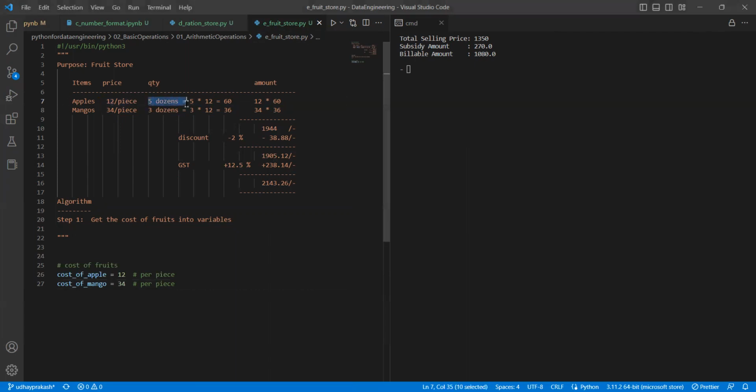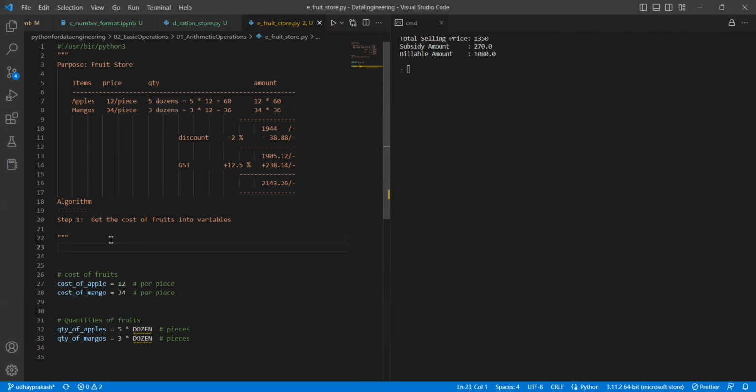The next thing we need to get is the quantity, right? Quantity means 5 dozens they mention. So if I say quantity is 5 dozens, but what is the value of a dozen? Dozen is a constant, right? No matter where you go. So now you need to understand: in any program, not only Python, any language, it is a best practice that the constants, which are assumptions, must be at the start of the program.